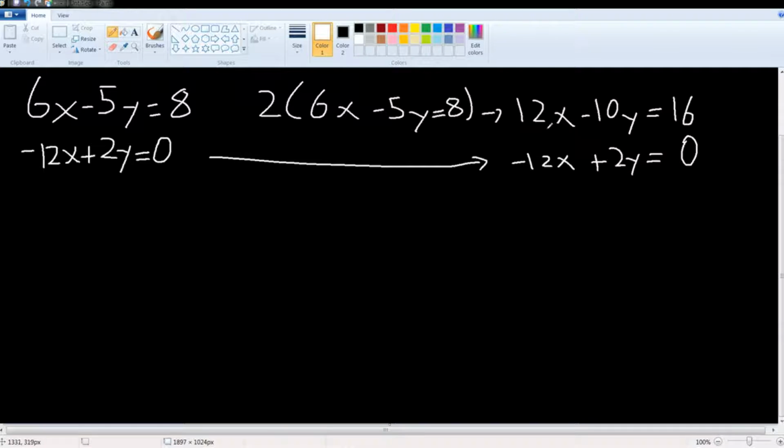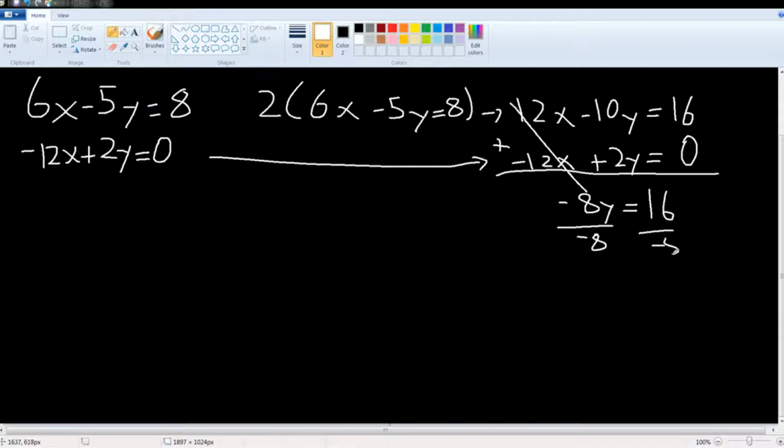As you can see here, the 12x and the negative 12x would cancel out when we add them. So those would cancel out. Negative 10y plus 2y is negative 8y, is equal to 16. Divide by negative 8. We get y equals negative 2. Alright, so far so good.